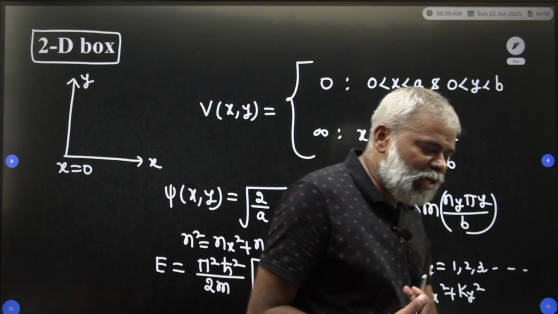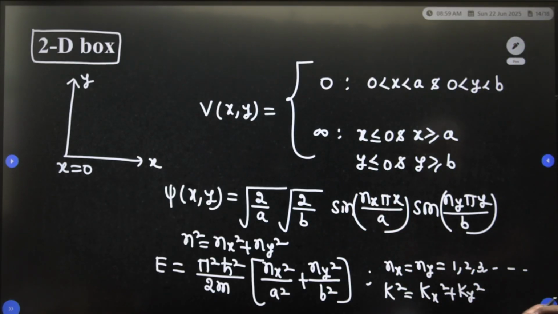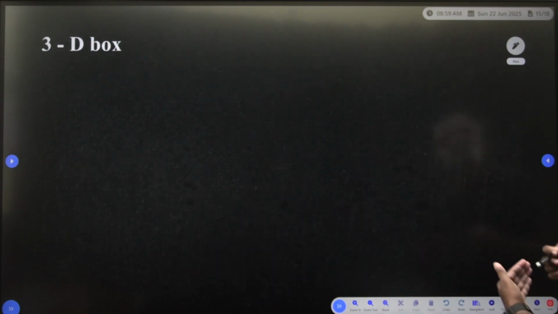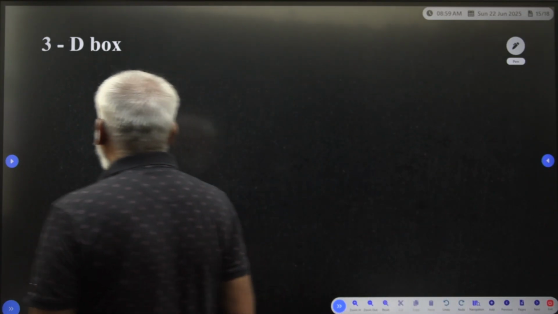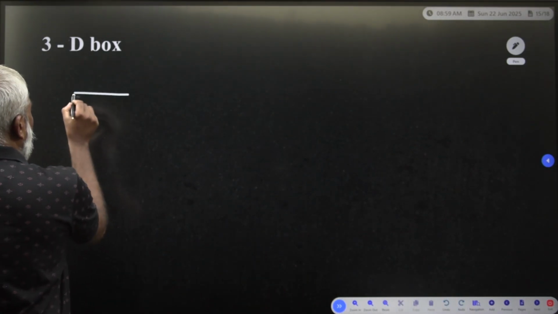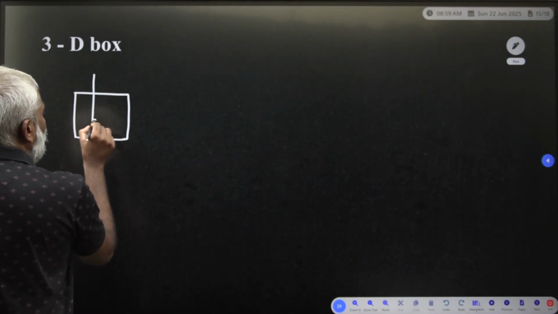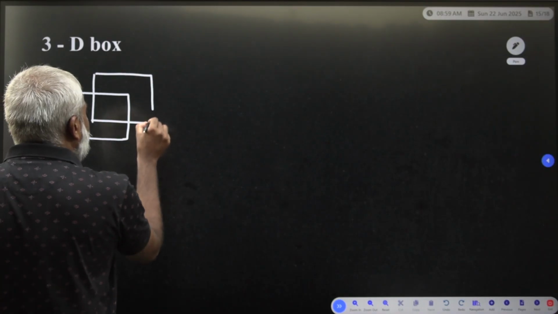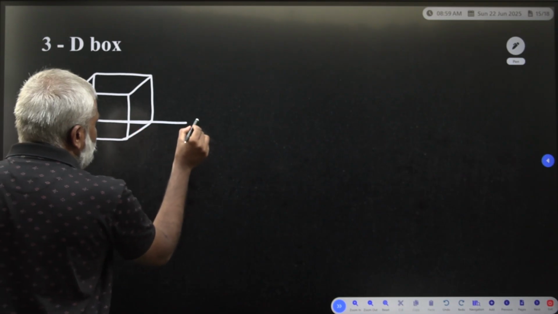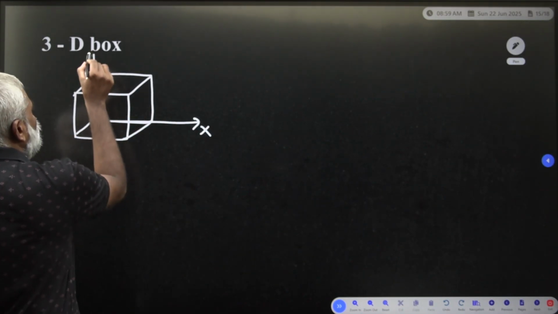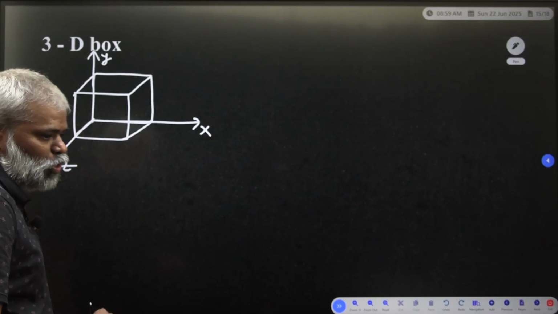Similarly, you can solve for the 2D box. Not only the 2D box, you can also consider a 3-dimensional box. What is the 3-dimensional box? It is a cubical box, which is a 3-dimensional box, where you consider the x-axis, y-axis and z-axis.